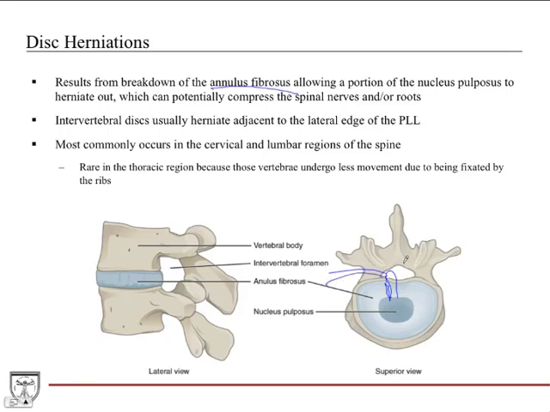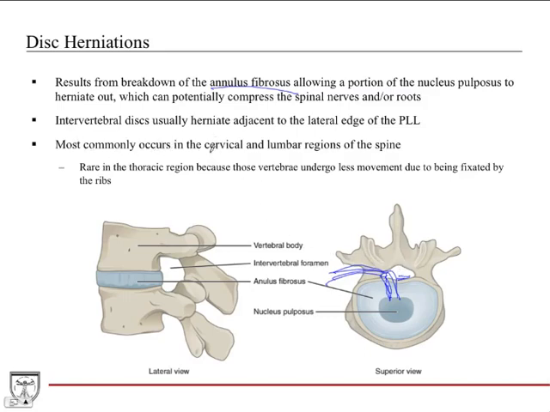It can compress the spinal cord, but the PLL is pretty strong. And so the PLL really causes it to herniate more posterolaterally than directly posteriorly onto the cord. That's why it affects nerve roots much, much more commonly than the spinal cord itself. So it'll herniate posterolaterally here and affect the nerve roots as they exit out of the vertebral canal.